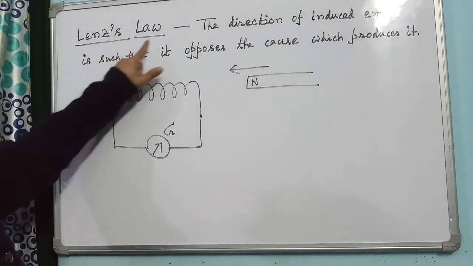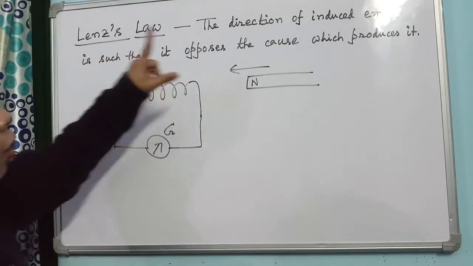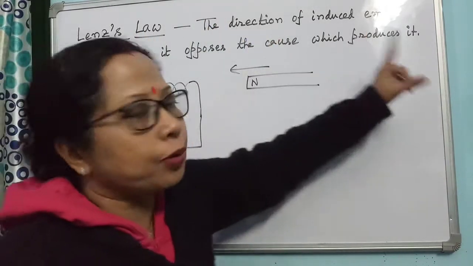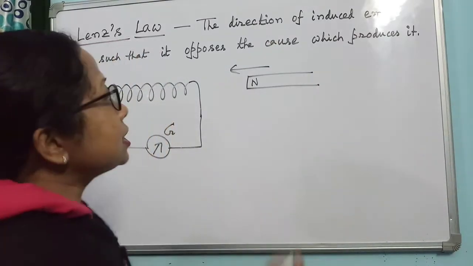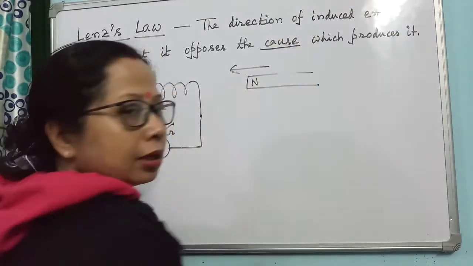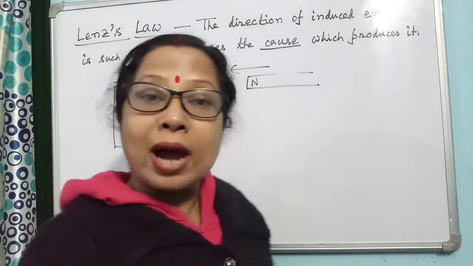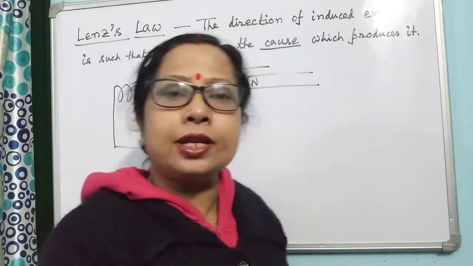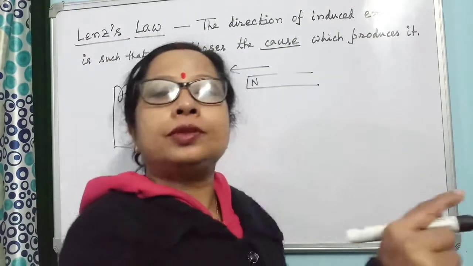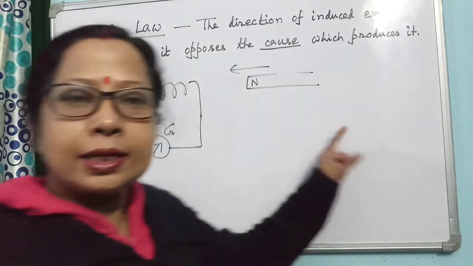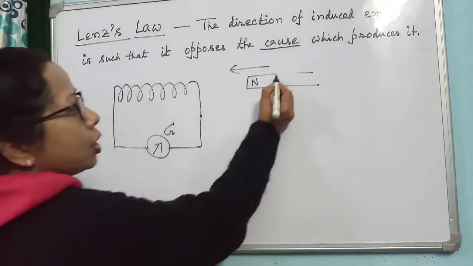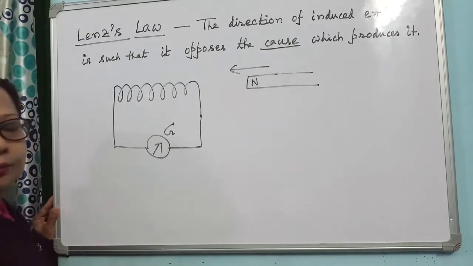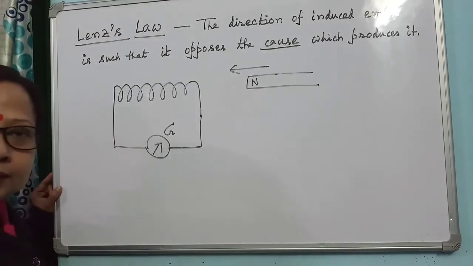Here you see, what did Lenz's law say? It opposes the cause which produces it. So, this part is most important. First of all, you have to decide what is the cause of the EMF produced. So let us find out here. What is the cause? The north pole approaching. That is the cause. Clear?